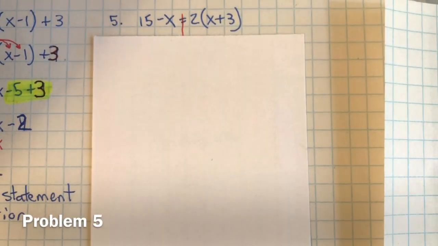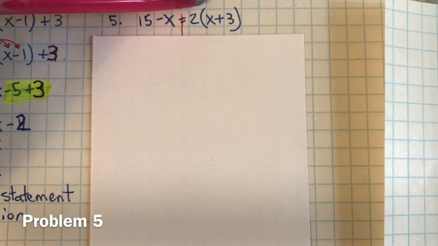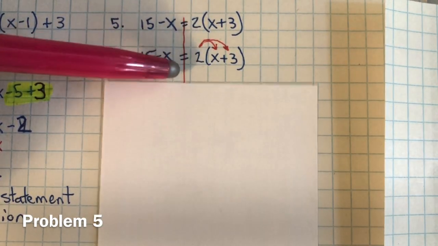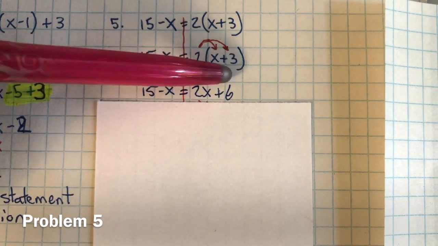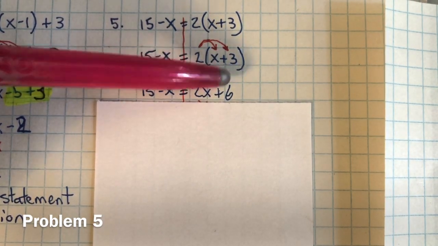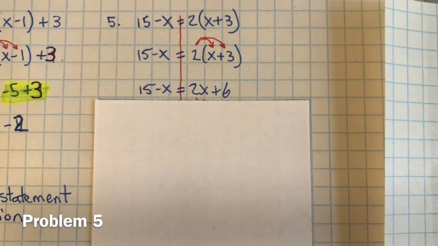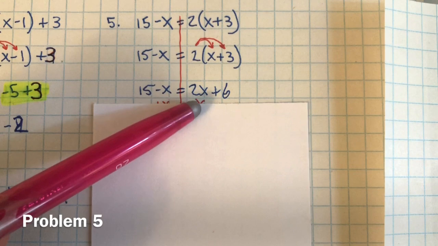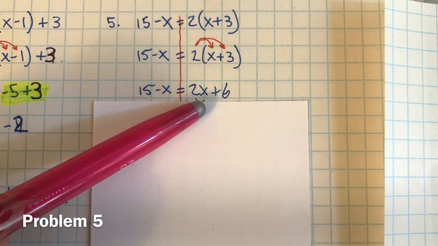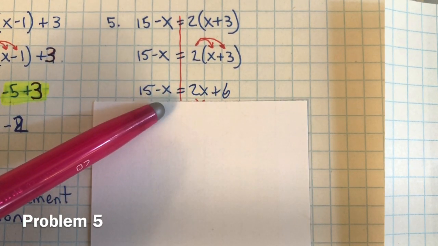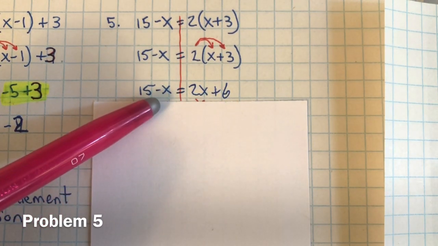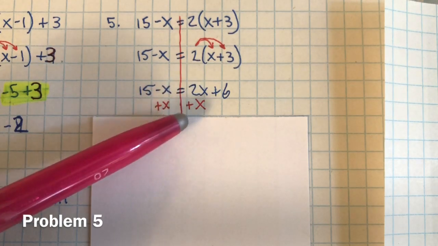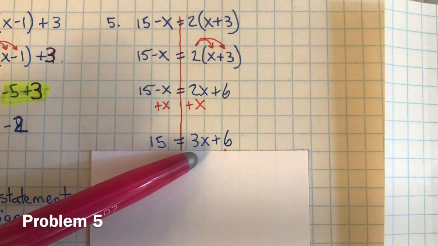For number 5, I need to simplify the right side by distributing this 2. So I have 2 multiplied by x is 2x, and then I have to distribute to the second term. 2 multiplied by 3 is positive 6. Now I need to get the variable to one side. The right side has a greater value, so I'm going to move the x to the right side. Inverse property of subtraction is addition. Zero pair, 2x plus x is 3x.